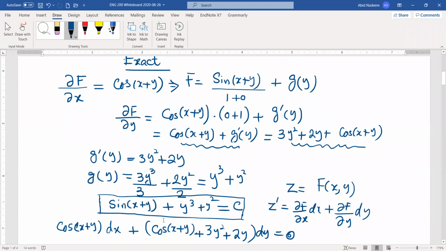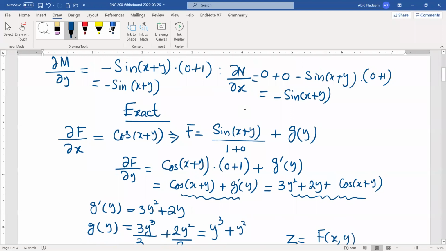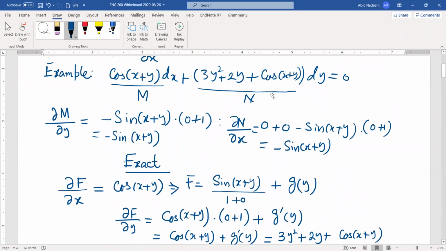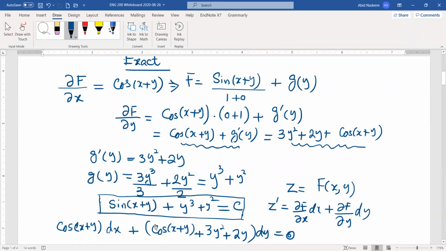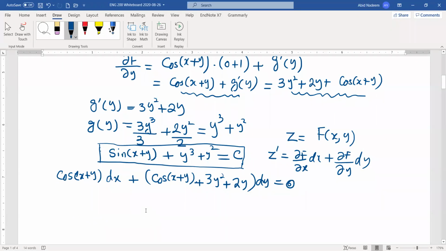So you can see that we get the same equation by this partial differentiation. Our original equation was this: 3y square plus 2y plus cosine of x plus y. So we got the same equation. So in this case, we have verified this solution.